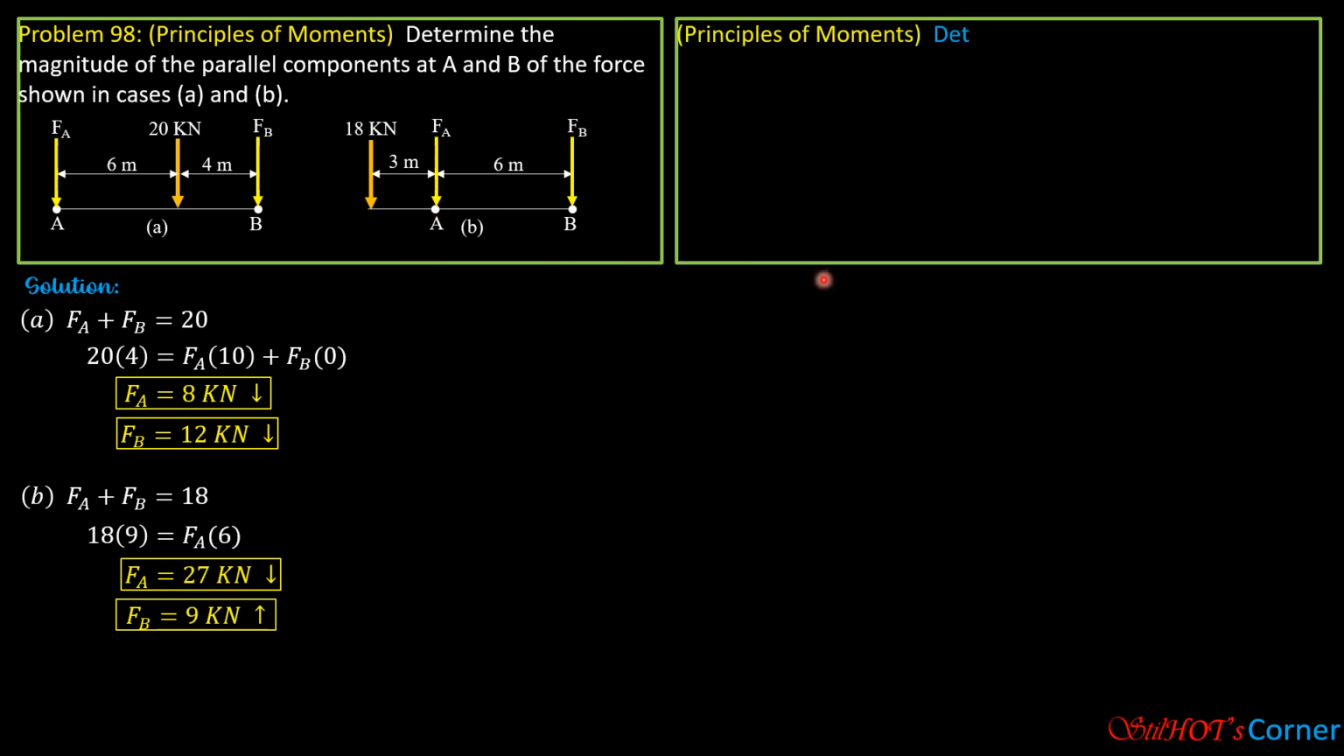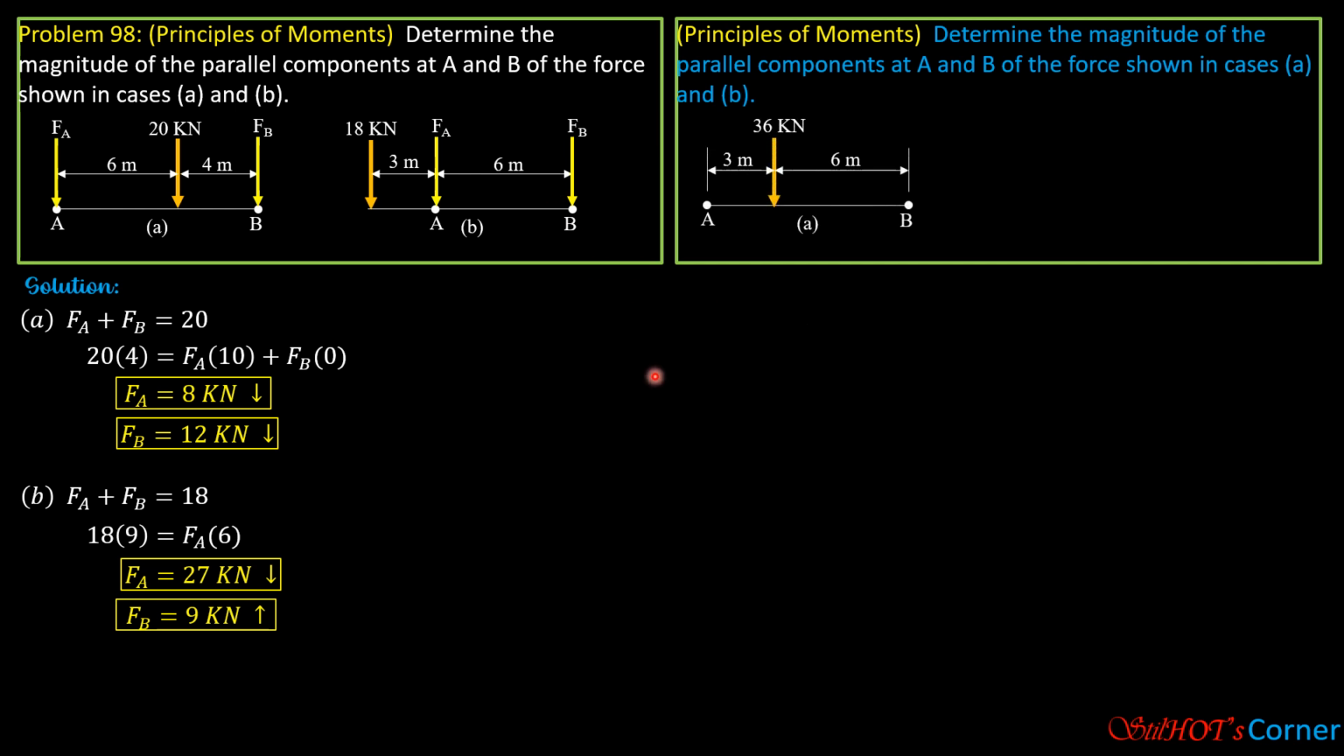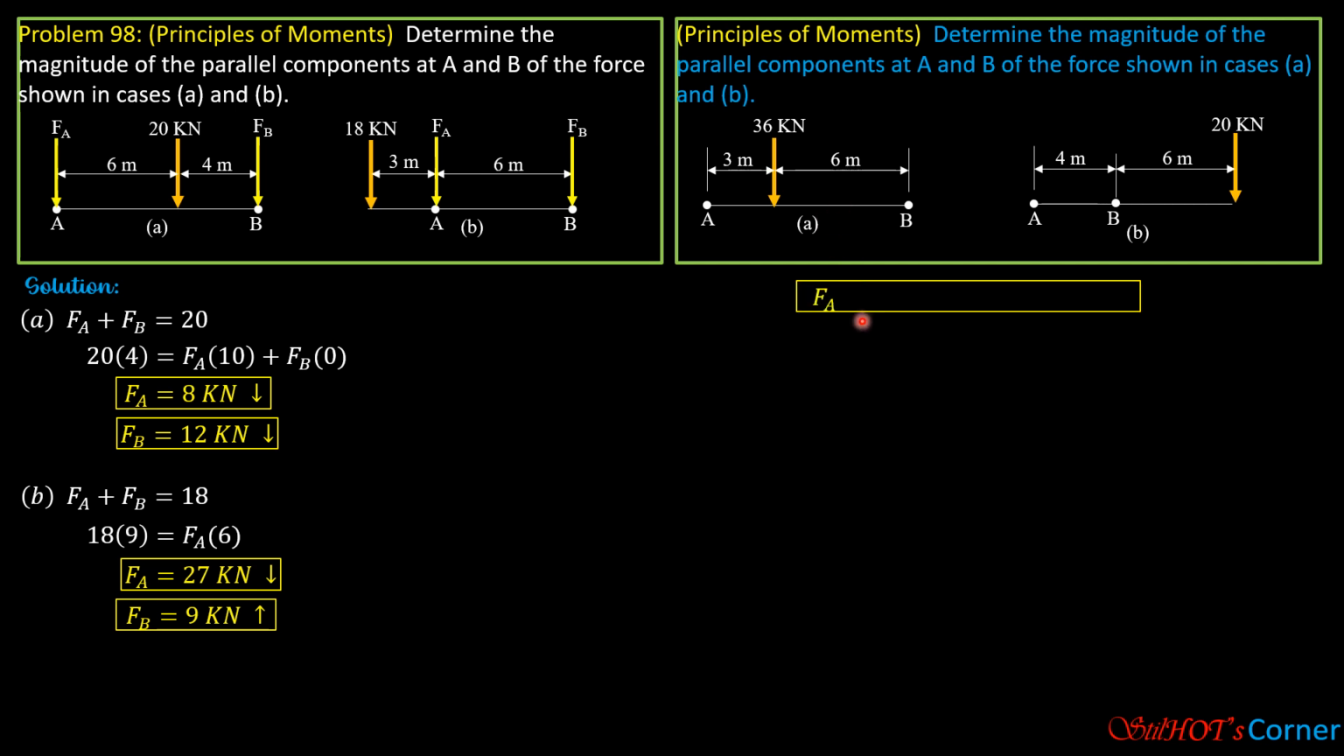For your part, this is your part. Determine the magnitude of the parallel components at A and B of the force shown in cases A and B, so that you can also participate and master the principles of moments. So this is part A, and this is part B, and show that these are the answers. For part A, we have FA equals 24 kilonewtons downward, and FB is 12 kilonewtons downward. And for part B, show that the answers are FA equals 30 kilonewtons upward and FB is 50 kilonewtons downward.